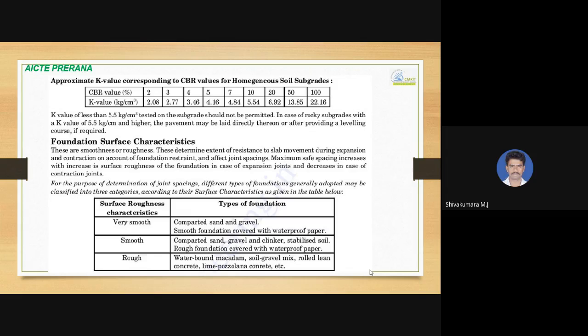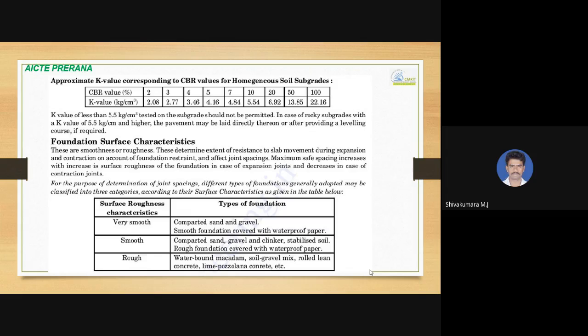And foundation surface characteristics are to be considered. These are smoothness or roughness. These determine the extent of resistance to slab movement during expansion and contraction, the account of foundation restraint. And it will affect the joint spacings. Maximum safe spacing increases with the surface roughness of the foundation in case of expansion joint, and it will decrease in case of contraction joint.